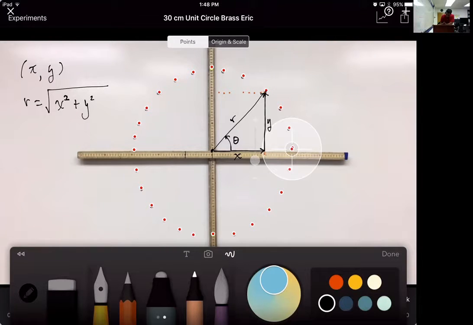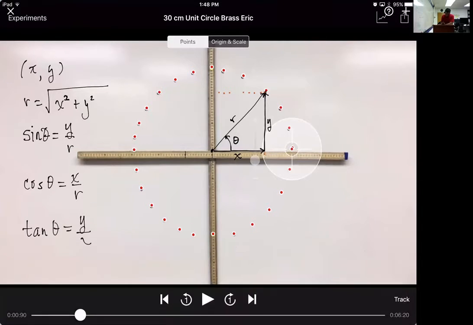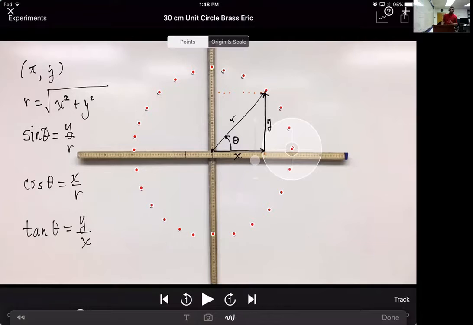And we're going to define how we're going to find our angle based on these things. We have the sine of our angle, and that's just Y over R. And then we have the cosine of the angle, and that is X over R. And then we have tangent of the angle, and that's going to be Y over X. Okay, so we're going to use this theory in our analysis. Okay, so it's pretty much guiding us.